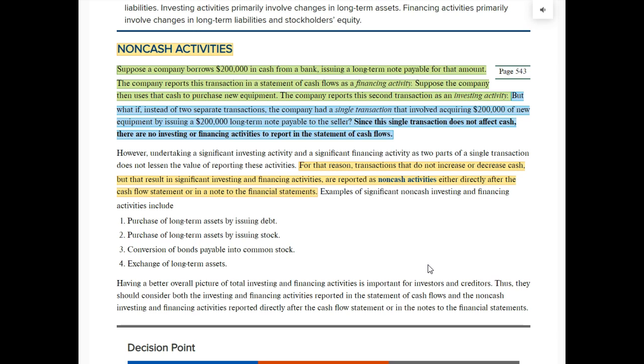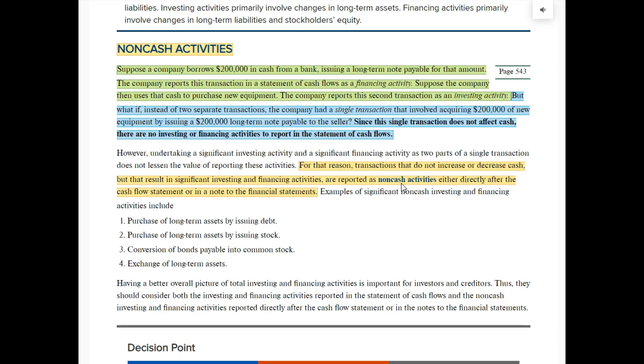Now let's look at this. A typical situation is where a company borrows money, let's say $200,000, has the cash, and then uses the money to, let's say, buy some equipment. This would show up as a financing activity where cash is coming in the door from borrowing money, because we do have the cash. And then it would show up as investing activity where we're paying the cash out the door to buy equipment.